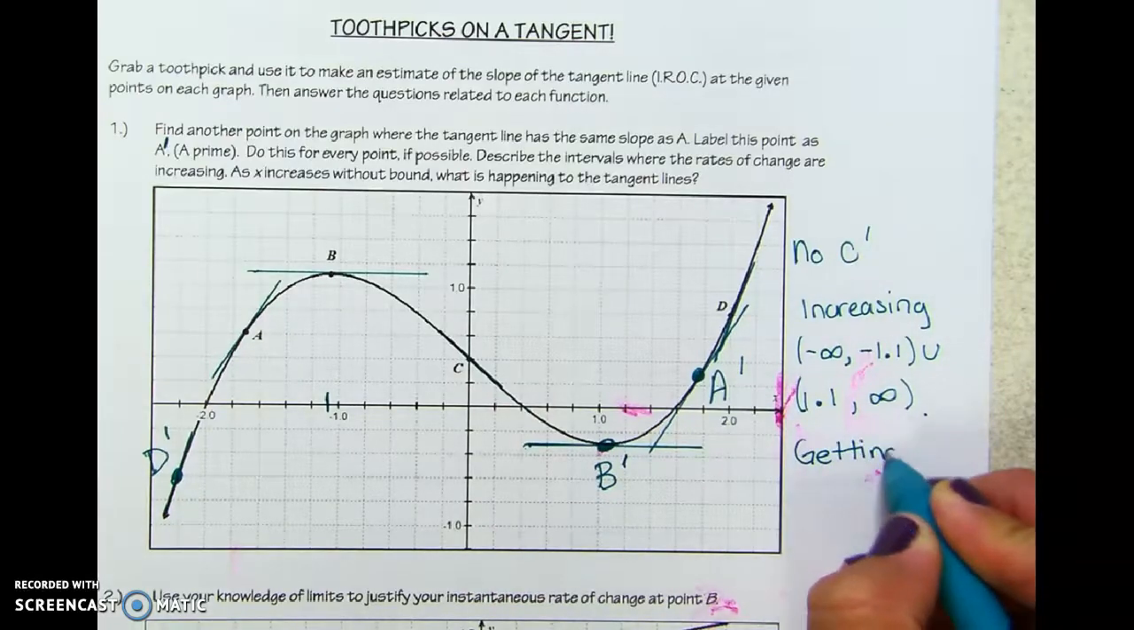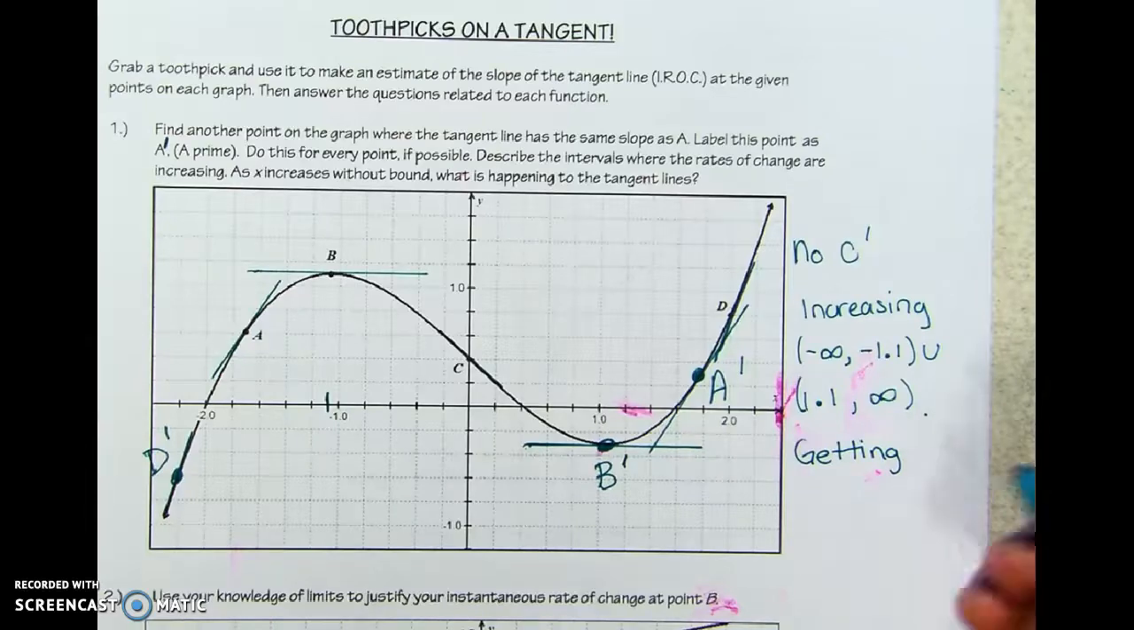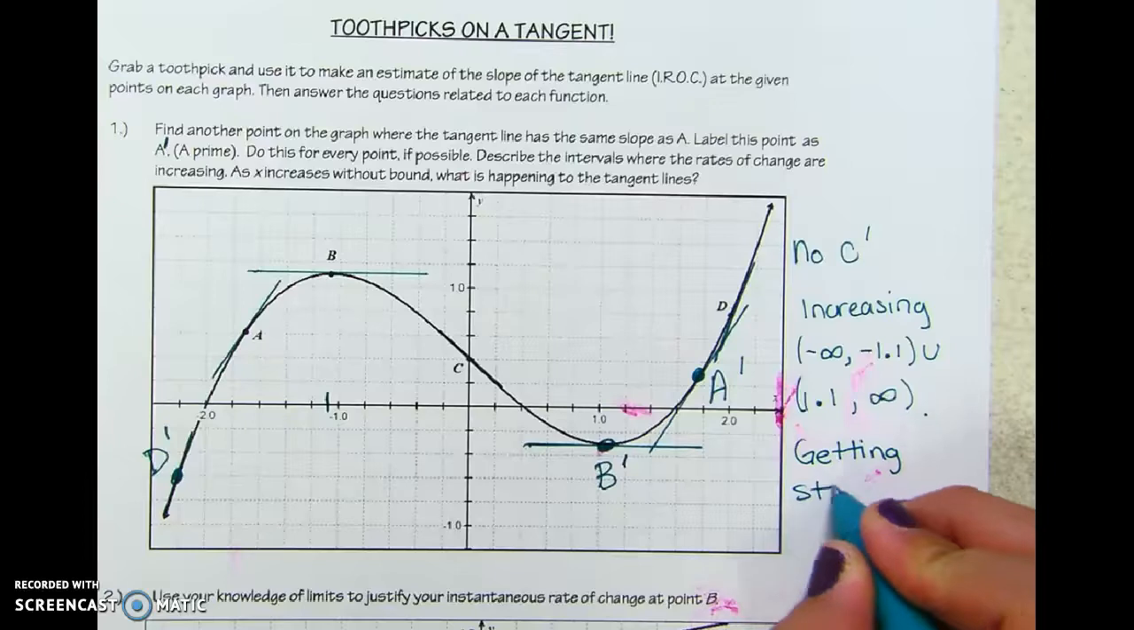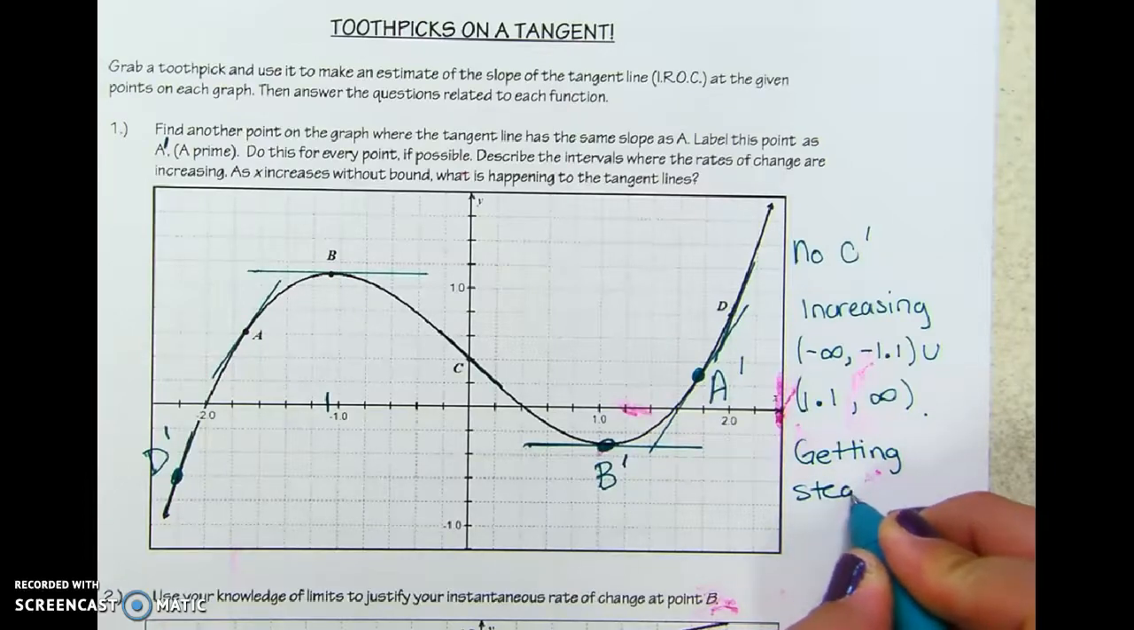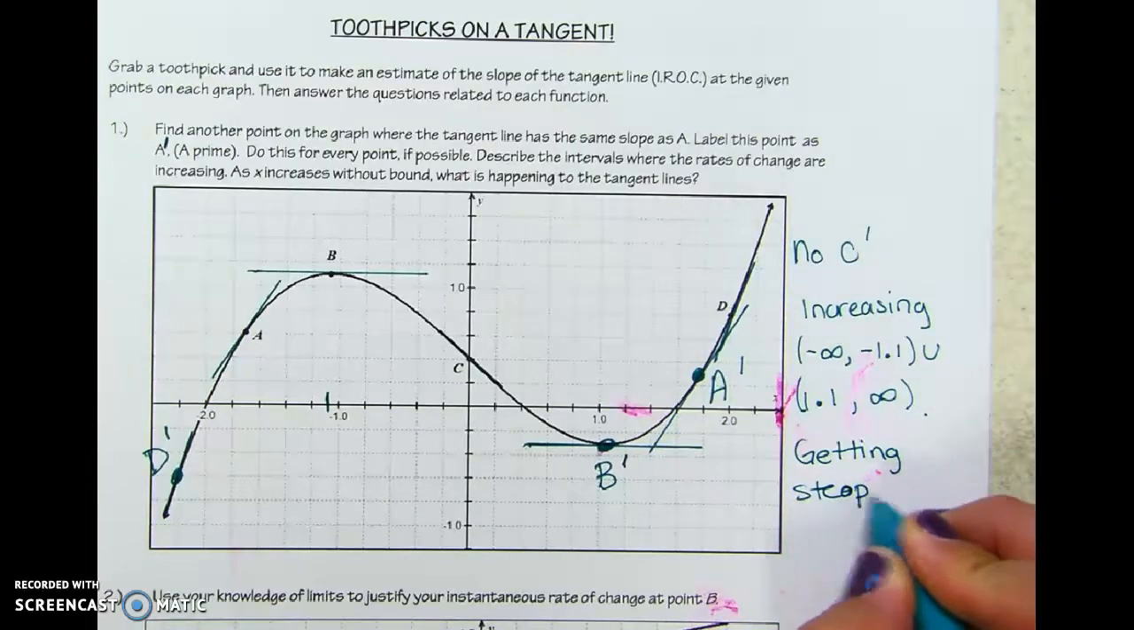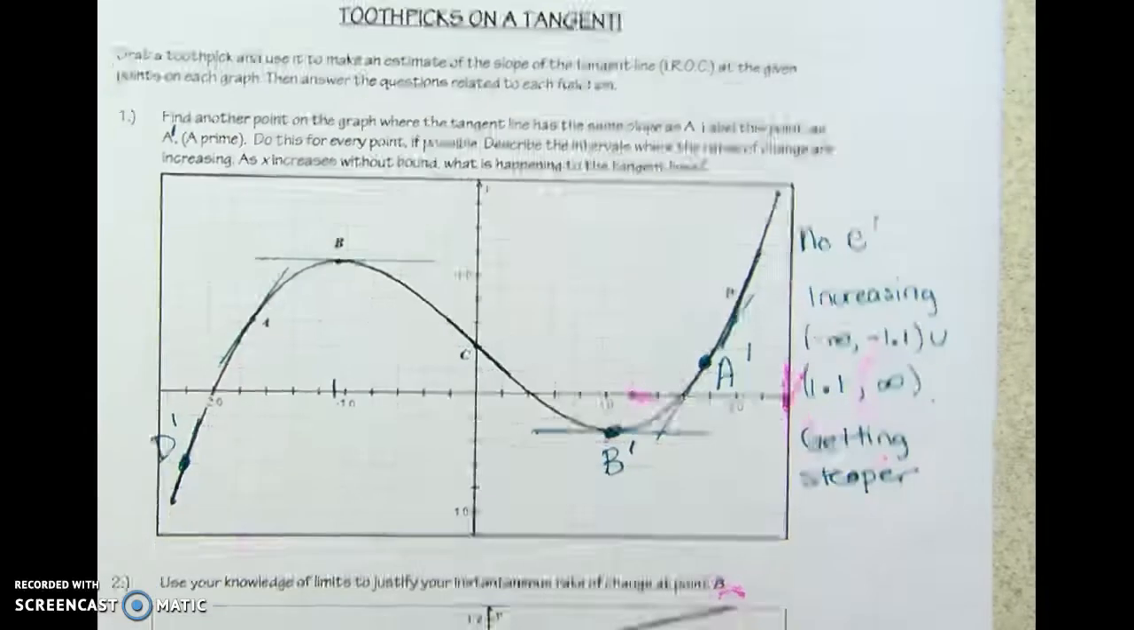What? It's like a pink fairy died on my paper. I don't know how to spell steeper. 2 E's or EA? All right, awesome.